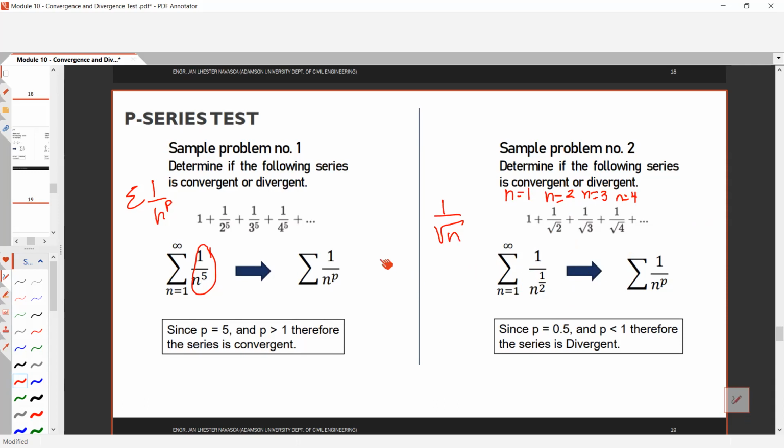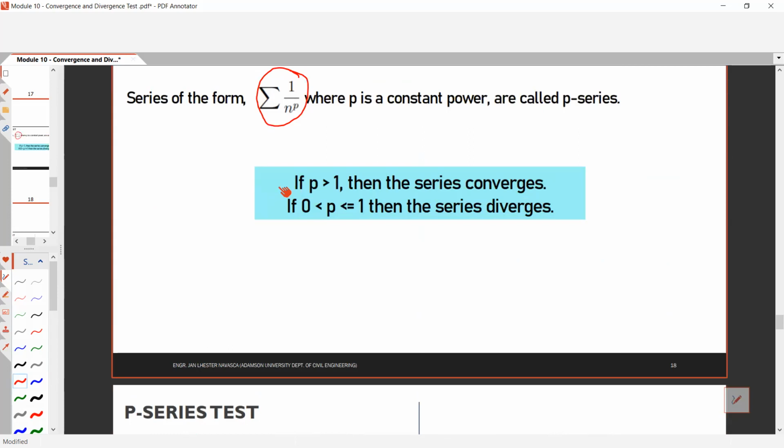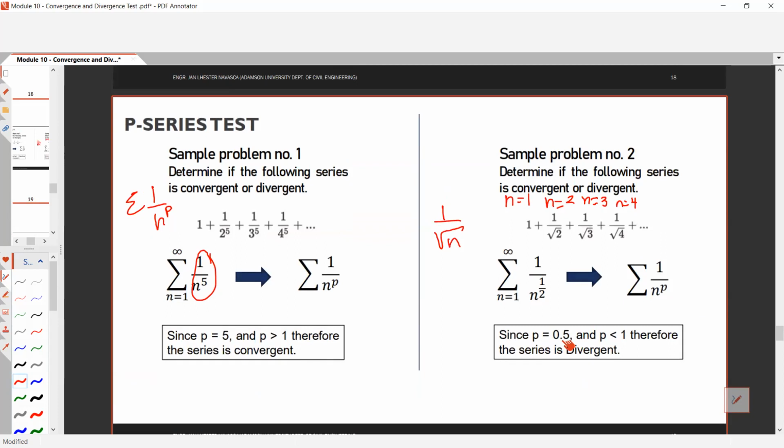To come up with n raised to p, the square root is the exponent 1/2. So the summation of 1 over n raised to 1/2. Therefore, the value of p is 0.5, which is within 0 to positive 1. Since p is less than 1 but greater than 0, the series is divergent.